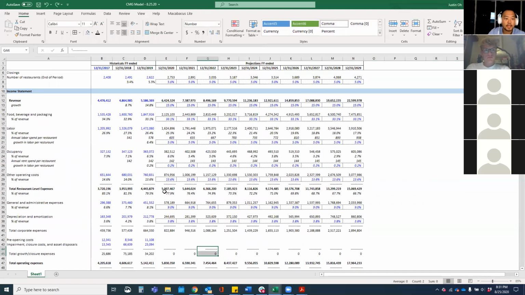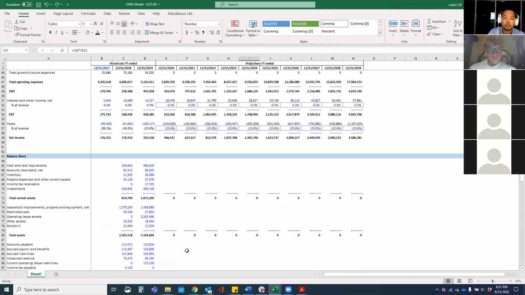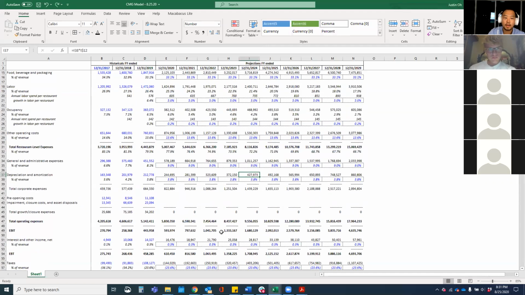So that's how we drove general and admin as a percentage of revenues. They should kind of top out at some point. Like, how much can you spend on a corporate headquarters, right? Otherwise, you'll get activist investors saying you guys are spending way too much money. And then depreciation and amortization, which I'm going to do as a percentage of revenues for now, but conceptually actually should be done off of the useful life of PP&E, if you guys understand the accounting.